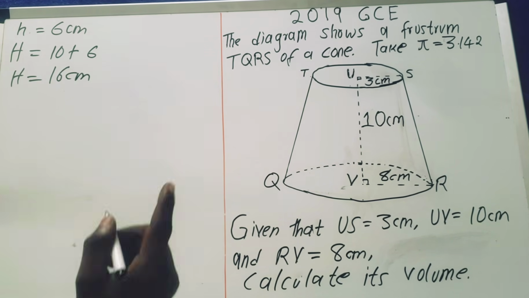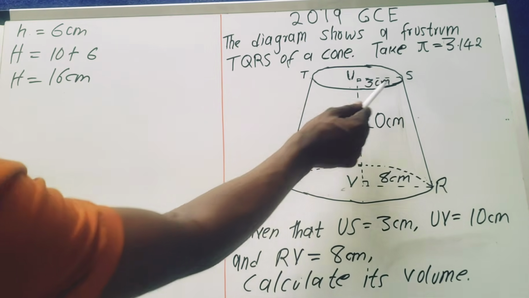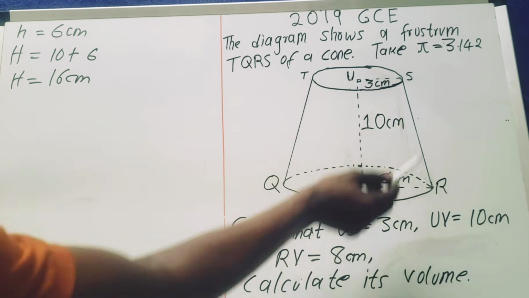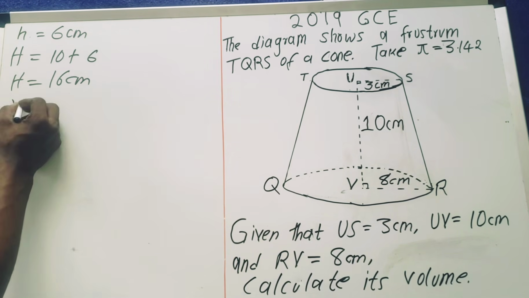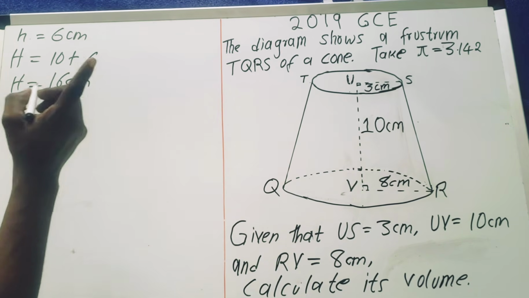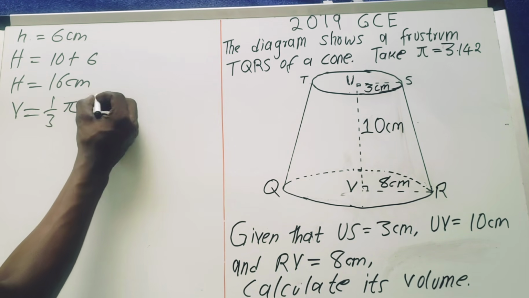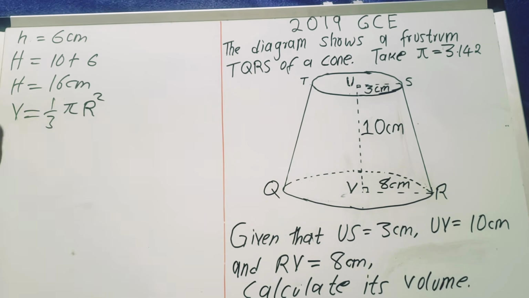From here now, we will apply the formula. We need to find the volume of the bigger cone minus the volume of the smaller cone. We will remain with the volume of the frustum. So the volume of the bigger cone will be 1 over 3 pi R squared, in capital, because it is the bigger cone.